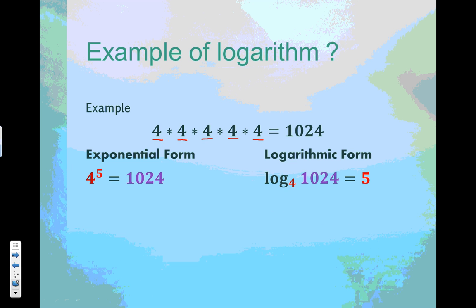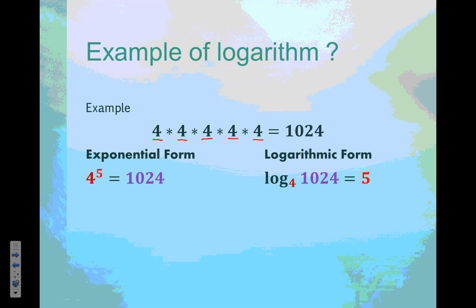In exponential form, we will write it as 4 raised to the 5th equal to 1024. Where does the 5 come from, you ask? Well, we're taking the 4 and multiplying it by itself 5 times, as you see. So it gives us 1024. In the logarithmic form, we will say log base 4 of 1024 equal to 5. As you see in logarithmic form, the 5 is what we want, the exponent.